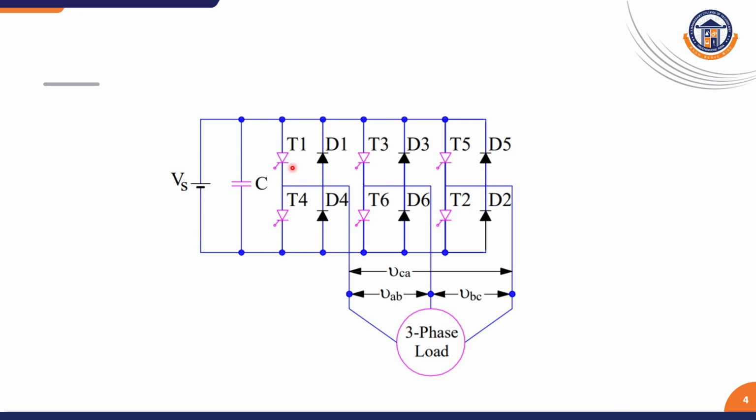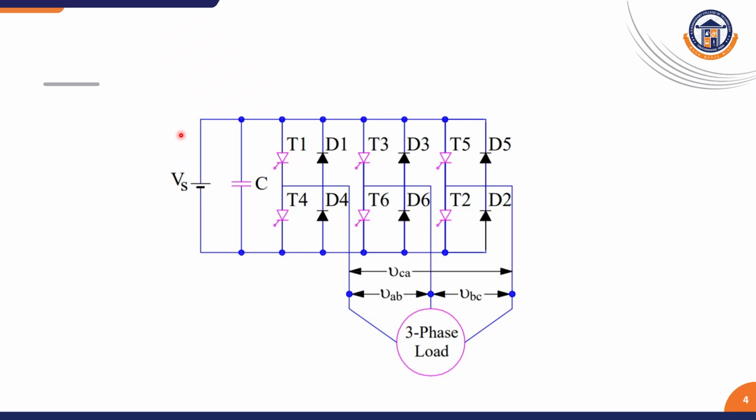In each leg we will be having two thyristors. We can see odd number of thyristors in the upper end and even number of thyristors in the lower end. For each leg we will be having two types of thyristors, that is T1 and T4, T3 and T6, T5 and T2. We call the upper the positive group of thyristors, and the lower the negative group of thyristors. And here the output voltage we will be obtaining as a line voltage and phase voltage. We will see the output voltage waveforms in the upcoming slides.